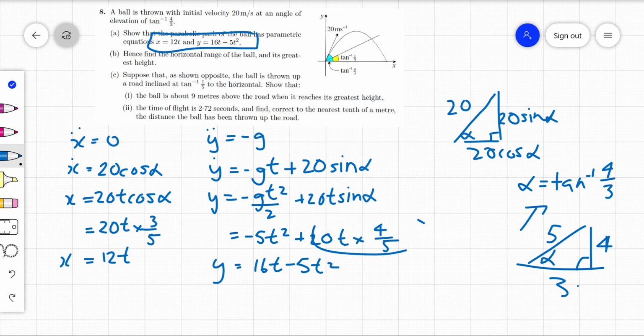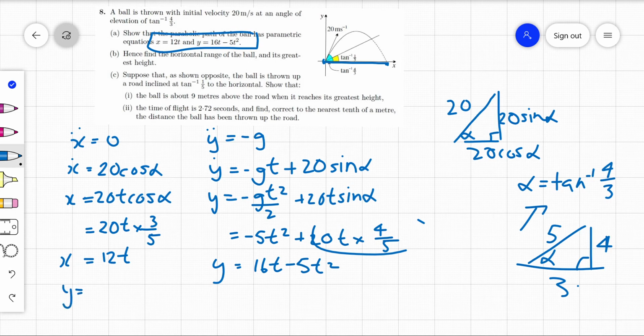All right, hence find the horizontal range of the ball and its greatest height. Well, let's find the horizontal range first. So we want to find that distance there. How do we find that? Well, we know at both this beginning point and this end point, y equals 0. So let's start with y equals 0.